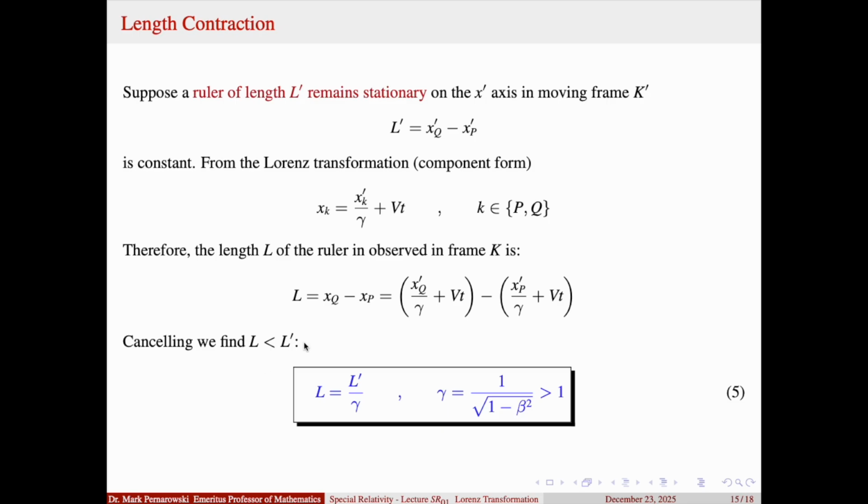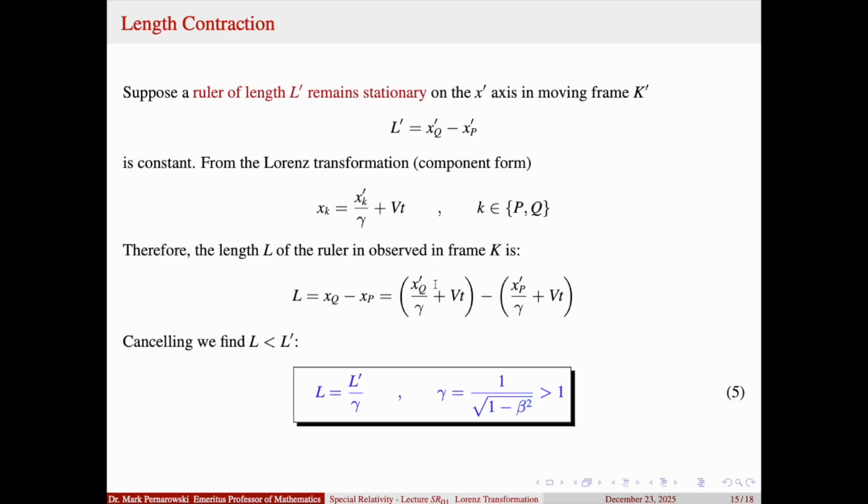Rather than use the Lorentz matrix, we're going to just use the component form of the transformation. So we know that this length L prime in K prime is the coordinate of the right endpoint minus the coordinate of the left endpoint. And I use the Lorentz transformation in component form here to find out what the preimages of xq prime and xp prime are. So we just figure out what that is. xq is this expression here, and then xp is this expression here.